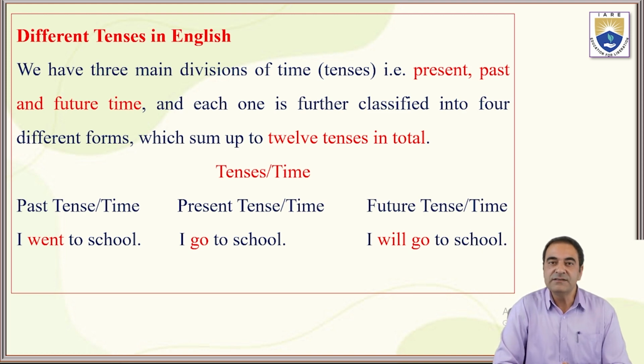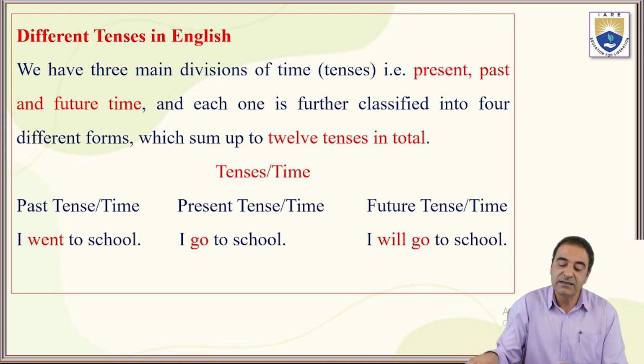For example, in the first sentence, we have went. Went is a verb. It's the second form of verb. It shows the past time. That is something which I did in past. Now look at the second sentence. In the second sentence, we have the verb go. Go shows the present time. That is something which I do in present. And now the third sentence, we have the verb will go. And will go shows the future time. That is something which I will do in future.